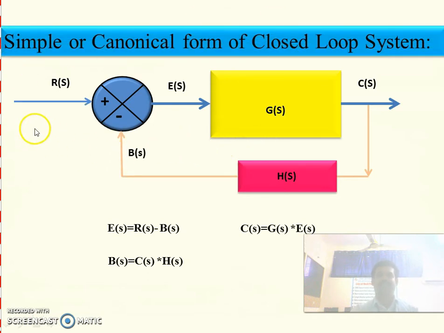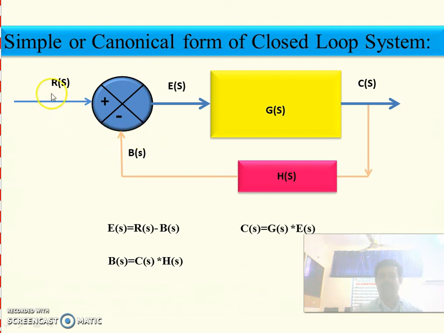Now we are going to study a simple or canonical form of a closed loop system. So this is a simple closed loop system. The system has one forward path, one feedback path and one summing point, and the type of feedback used is negative feedback, since you have a minus sign here. Here R(S) is the input, C(S) is the output, E(S) is the Laplace transform of the error signal, and B(S) is the Laplace transform of the feedback signal.